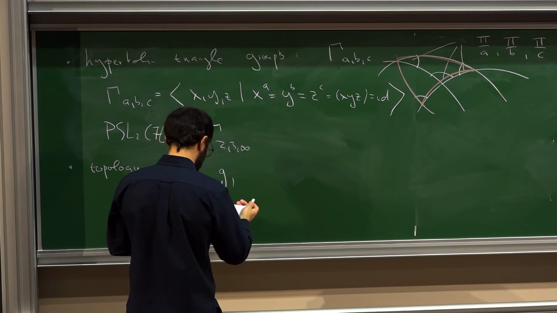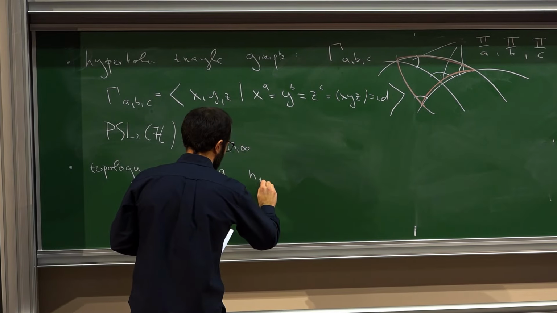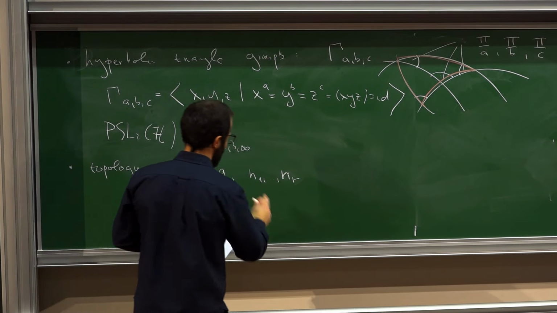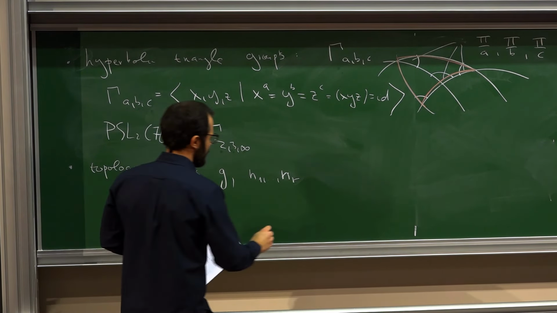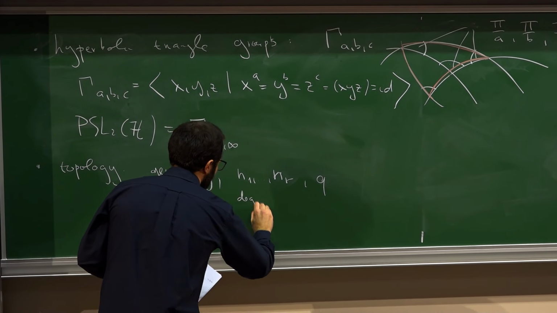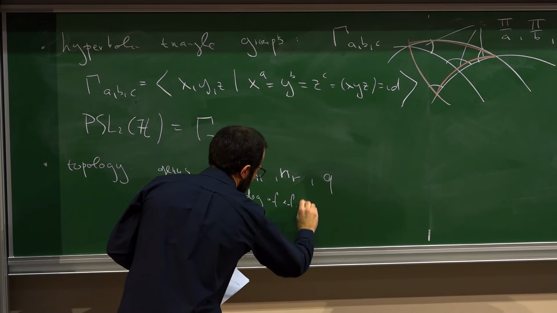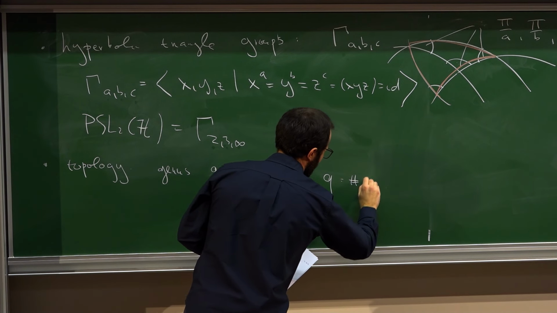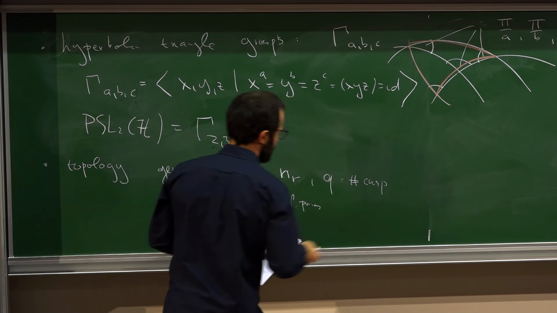So let me call them n1. So these are some finite degrees of the elliptic points. There are elliptic points, and finally Q. So these are degrees of elliptic points. And finally, Q is the number of cusps. So this is the number of generators of infinite order.